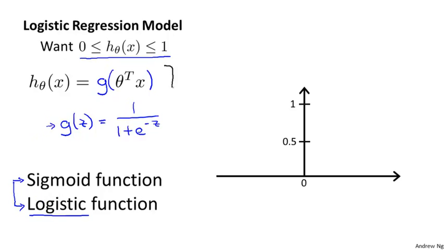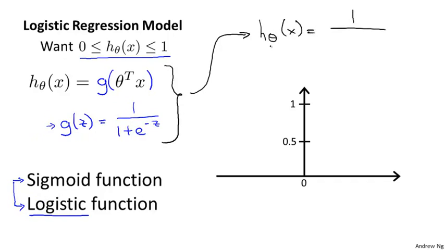So the two terms are basically interchangeable, and either term can be used to refer to this function g. And if we take these two equations and put them together, then here's an alternative way of writing out the form of my hypothesis. I'm saying that h of x is 1 over 1 plus e to the negative theta transpose x. And all I've done is take this variable z, a real number, and plug in theta transpose x. So I end up with theta transpose x in place of z there.